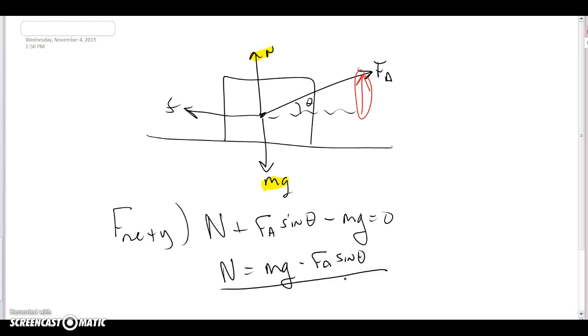I will go through this whole problem on the other YouTube video, so I'll stop here with that. I'm just trying to point out that you don't always get into the habit of thinking that N is equal to mg.